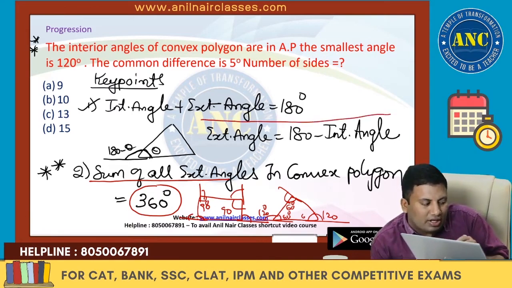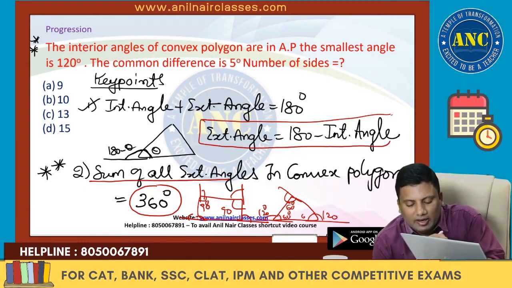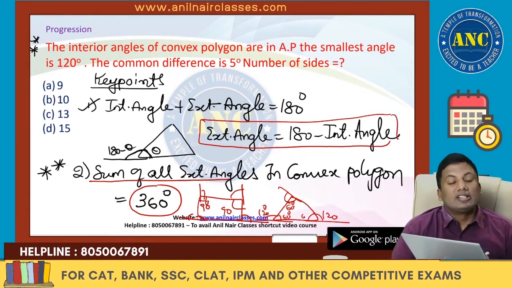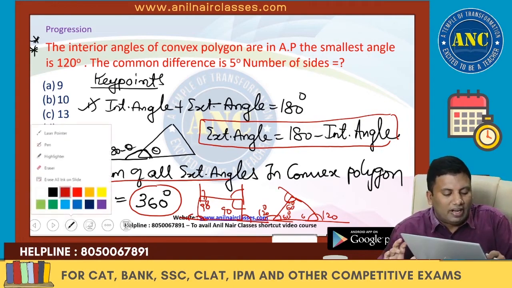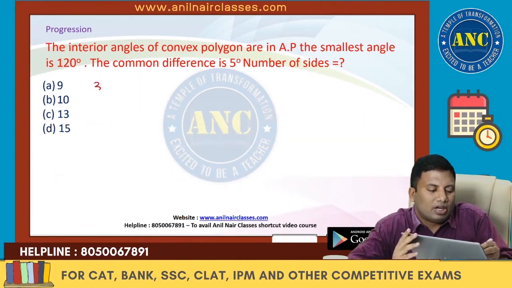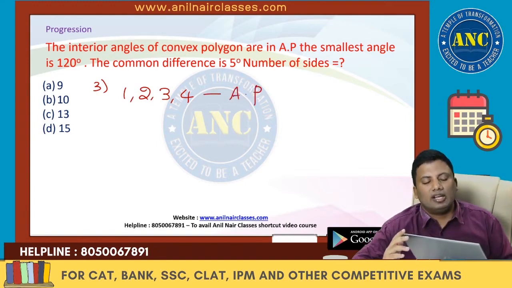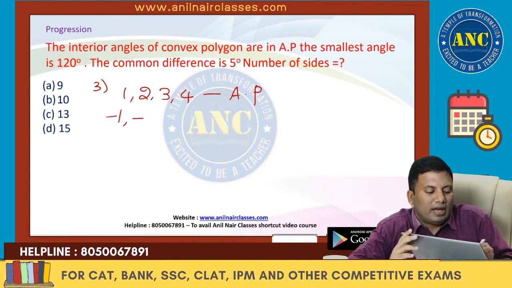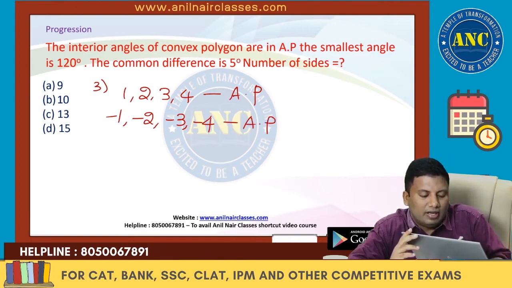Exterior angle is nothing but 180 minus interior angle. Second key point. Once you understand these key points, then the problem will be very logical. You can avoid a lot of these things. Suppose I see 1, 2, 3, 4, the difference is constant, the series is in AP. If I put a minus sign, still the difference is constant, which is minus 1, the series will be in AP.